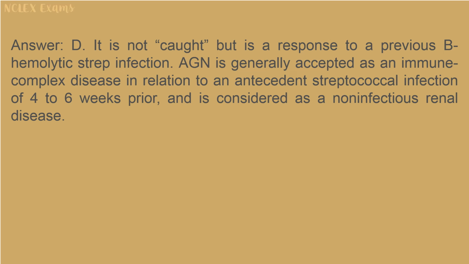Answer, D. It is not caught but is a response to a previous beta-hemolytic strep infection. AGN is generally accepted as an immune-complex disease in relation to an antecedent streptococcal infection of 4 to 6 weeks prior, and is considered a non-infectious renal disease.